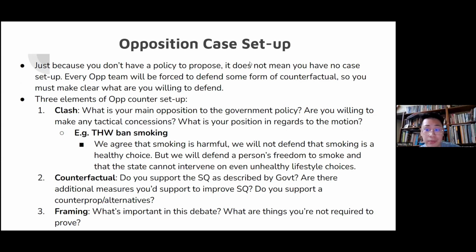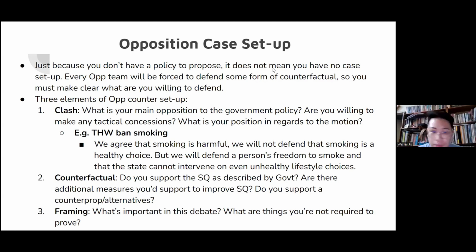Let's talk about opposition for a bit. Just because you don't have a policy to propose does not mean you don't have a case set up. Every op team will be forced to defend some form of counterfactual, so you must make clear what you're willing to defend. Opposition has three abilities to make a counter setup. Number one, the clash. What is the main opposition to the government policy? Are you going to make any tactical concessions? What is your position in regard to the motion?